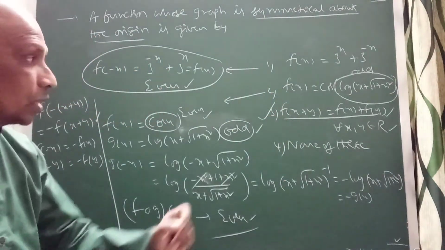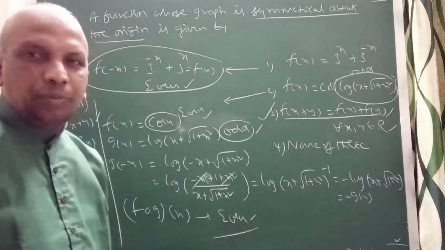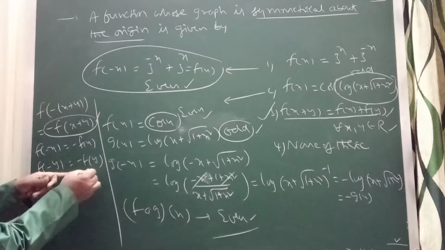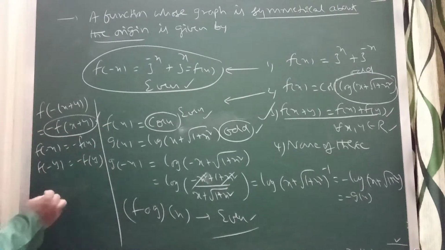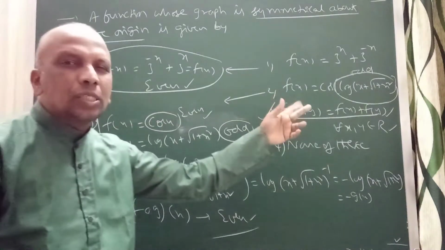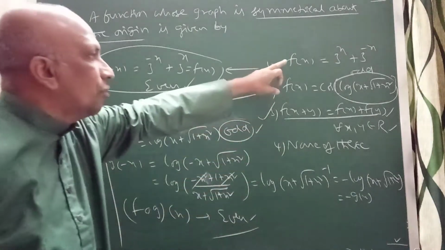If f of x plus y equal to f of x plus f of y, for all x, y belongs to R, it is an odd function. You can verify. So I can write this is equal to this plus this. Take minus common, it gets cancelled. I can conclude from these two, so clearly this is an odd function. Correct? So here we have learned this is an even function.